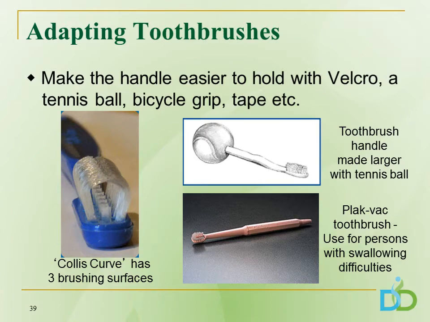Some individuals will benefit from multi-surface toothbrushes. These brush the three surfaces of the teeth at one time, and less dexterity is needed to use this type of brush. For persons with severe risk of breathing in objects, there's a plat-vac toothbrush which attaches to a portable suction machine and withdraws the oral fluids while the teeth are being brushed, before the fluid can be breathed in.